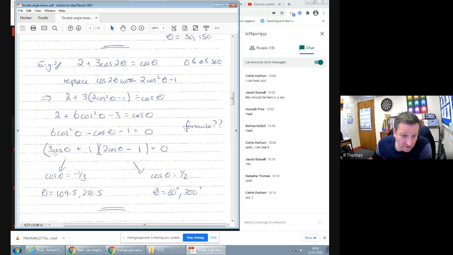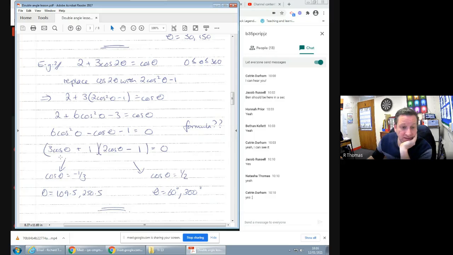So this factorizes to 3 cos theta plus 1 and 2 cos theta minus 1. Let's just double check. Multiply those, I get my 6 cos squared theta. Multiply those, I get plus 2 cos. Multiply those, I get minus 3 cos, which gives me the minus 1 cos. Multiply those, I get my minus 1.